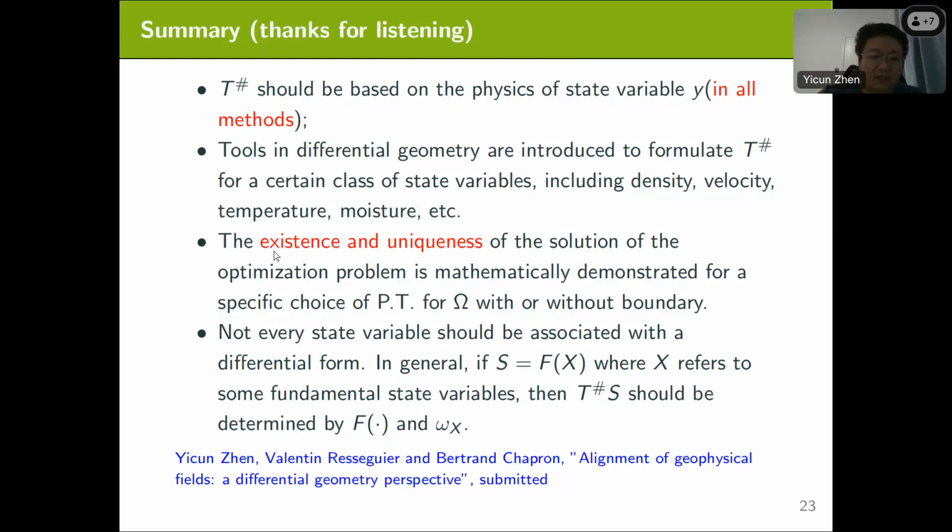And we showed the existence and uniqueness of the solution. However, not every state variable should be associated with a differential form. In general, suppose x is some fundamental state variable. If s is equal to f of x, then T-sharp should be based on this forward model f and the differential forms based on x. The result we present here is based on the submitted preprint listed here. Thanks for listening.